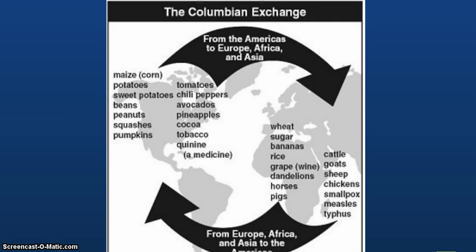Some of the things that came from the Americas and ended up in Europe, Africa, and Asia included maize, potatoes, sweet potatoes, beans, peanuts, squash, pumpkins, tomatoes, chili peppers, avocados, pineapples, cocoa, tobacco, and medicine. The things that went from the Old World to the New World included wheat, sugar, bananas, rice, grapes, dandelions, horses, pigs, cattle, goats, sheep, chickens, smallpox, measles, and typhus. So a lot of animals, a lot of things that caught on as successful crops in the New World, and a bunch of diseases that killed a lot of people. That's the Columbian Exchange in a nutshell.